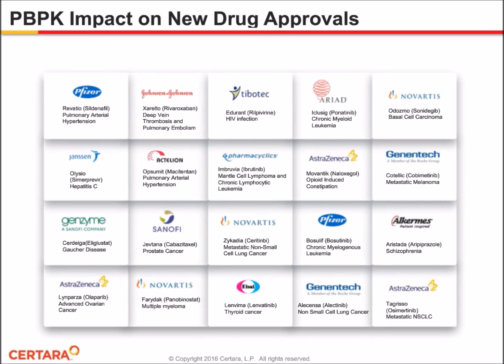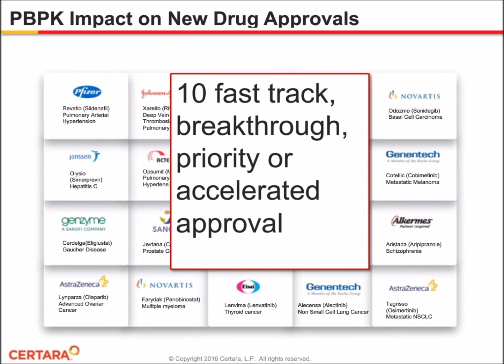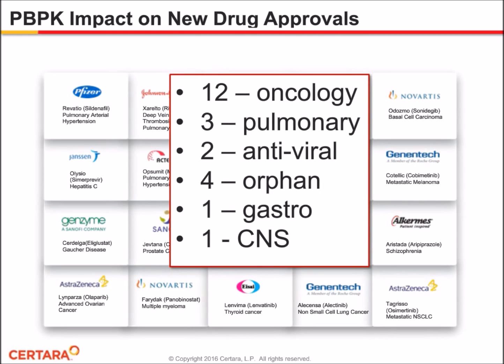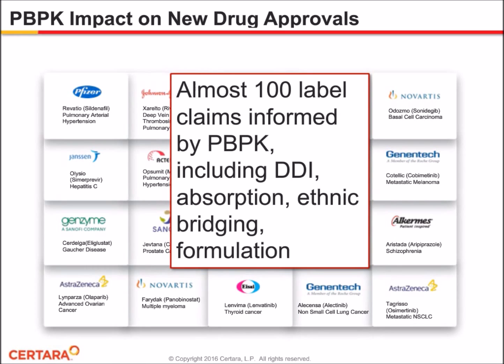So similar to these two, eliglustat and aripiprazole, there have been several other new drug approvals wherein PBPK simulations have helped in optimizing the right dose, or in waiving clinical DDI studies. And hence, there have been 10 fast-track, breakthrough, priority or accelerated approval studies, from which 12 were for oncology, 3 for pulmonary, 2 for antiviral, 4 for orphan drugs, 1 for gastrointestinal, and 1 for CNS application. Basically, almost 100 label claims were informed by PBPK, including various areas such as drug-drug interactions, absorption, ethnic bridging, and different formulation studies.